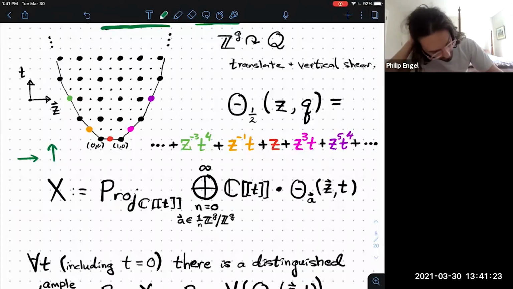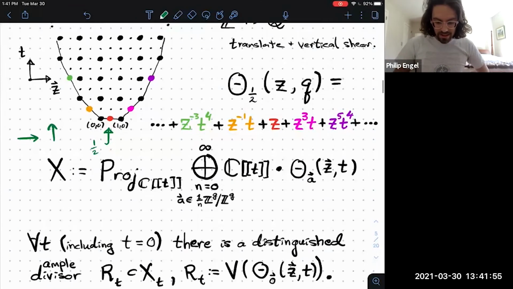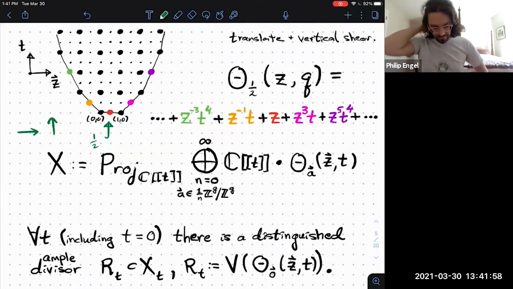I've done this for the point that rests on this edge, the point associated to the value x equals 1/2. I've taken the orbit, and that's given by these various colored dots. Then I just sum all the monomials associated to that orbit in the refined lattice. And that produces a theta function, theta 1/2 of z, tau.